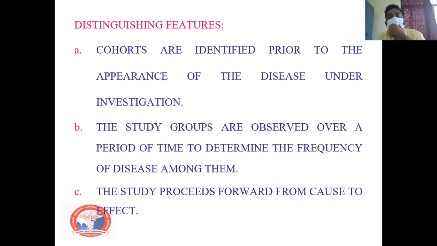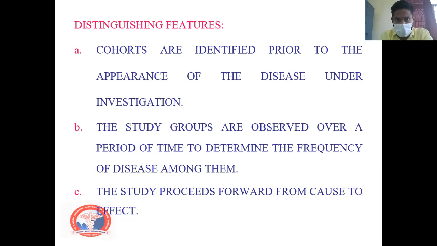Cohorts are identified prior to the appearance of the disease under investigation. So here, what we do is identify the subjects, that means cohorts, prior to the appearance of the disease under investigation. The disease has not yet occurred among the subjects. Whereas in case control study, the disease has already occurred, and only then do we categorize them as cases and controls. In cohort, the disease has not yet occurred among the subjects.